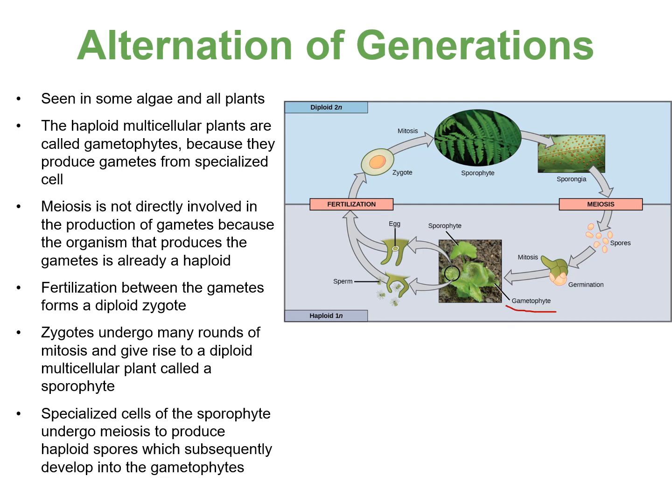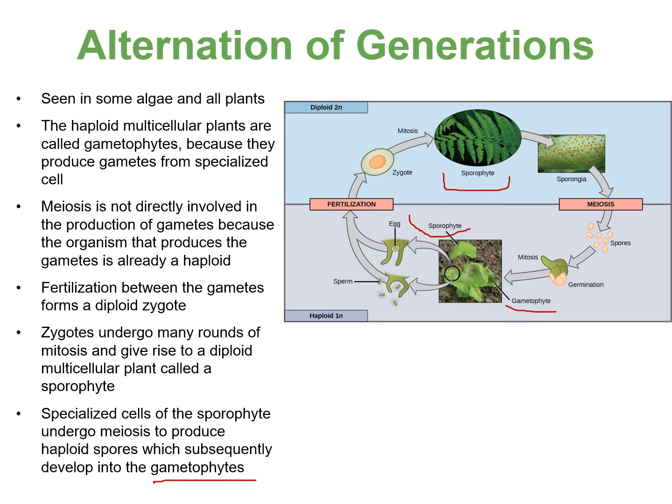So we see the gametophytes here, also laid out there for you. They're called gametophytes because they produce gametes from specialized cells. Meiosis is not directly involved in the production of gametes in this case because the organism that produces the gametes is already haploid. Fertilization between the gametes forms a diploid zygote, and the zygote is going to undergo many rounds of mitosis, and this process is going to give rise to a diploid multicellular plant called a sporophyte.